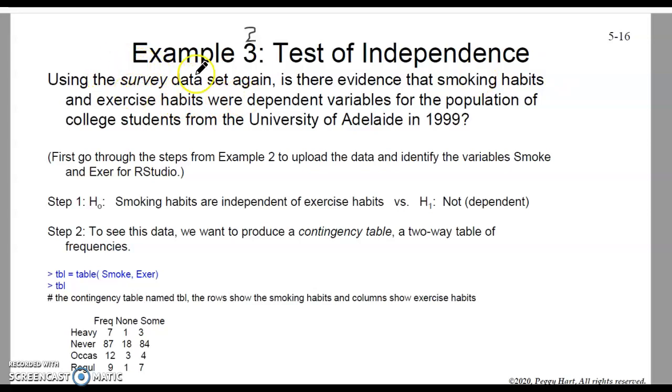So this data that I have, it's called survey, and it's in RStudio. So we're going to load this up and we'll be using it some. And what it is, it's a really cool data set about college students at the University of Adelaide, which is in Australia, in 1999. And it's all this stuff about health, like smoking and exercise and all these other things.